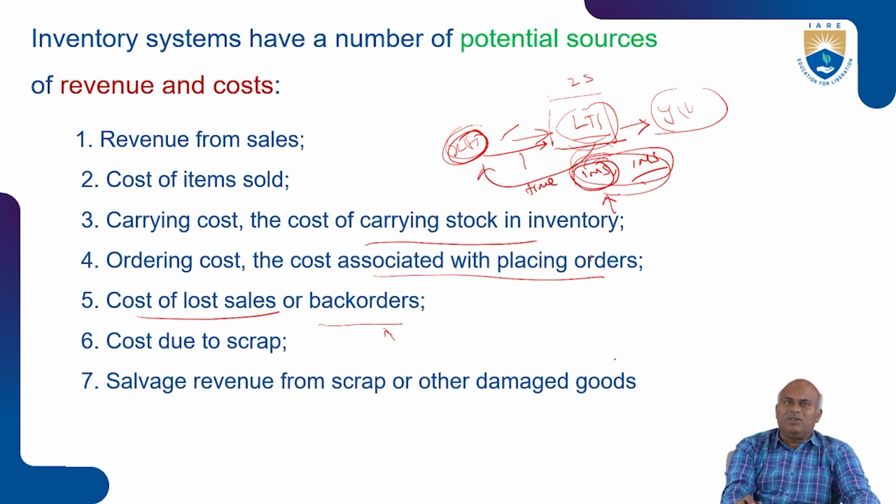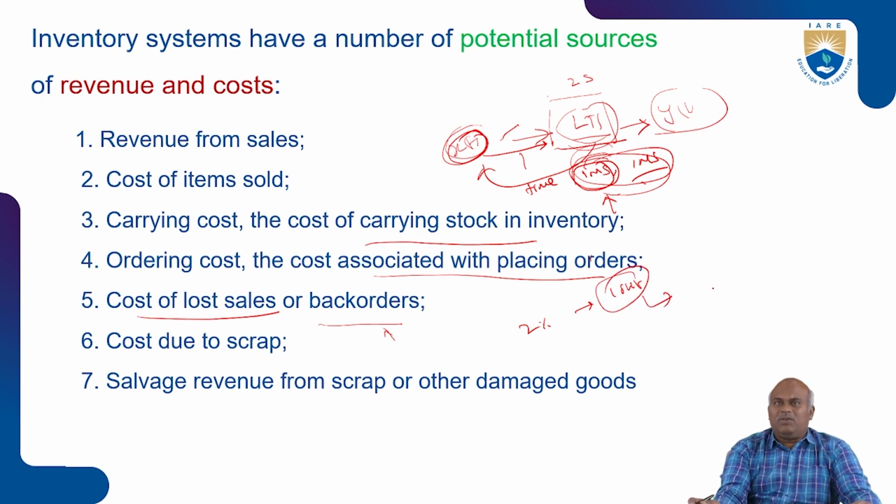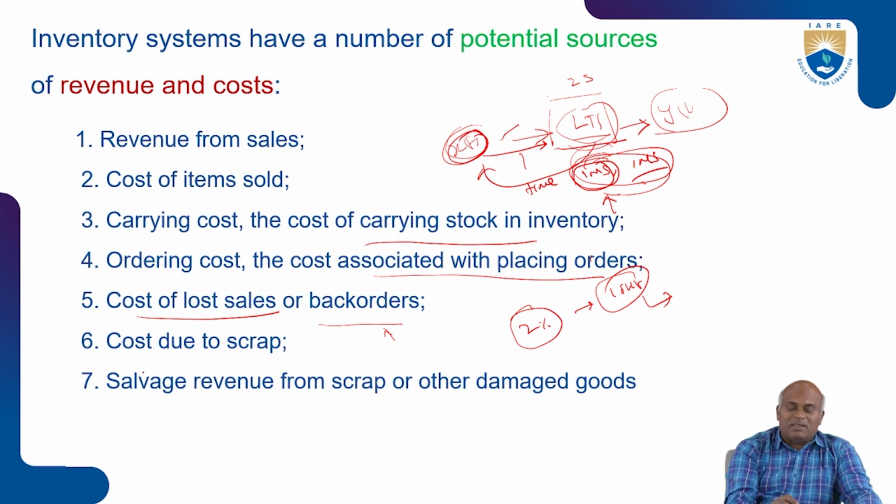Then cost due to scrap. If any damage happens, for example in a manufacturing unit, 2% of goods get damaged during one 8-hour shift. 2% is lost. If you accumulate this damage for every day, it will be very huge. But we need to account for the scrap. That cost also we need to include in our inventory cases.